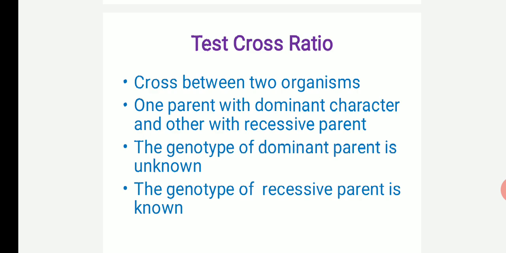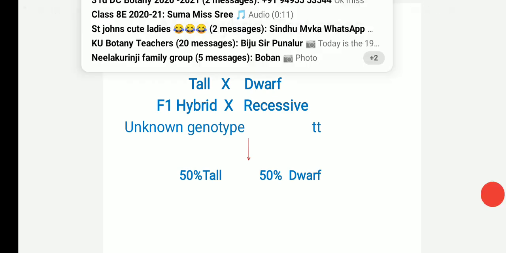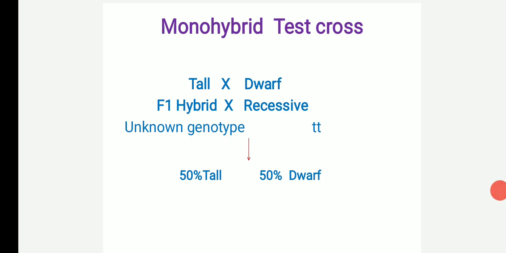So for the test cross, the genotype of the dominant parent is unknown. The only known genotype is the genotype of the recessive parent. How can we identify the genotype of the recessive parent? Because in all cases, the genotype of the recessive parent will be homozygous recessive. Then the monohybrid test cross, tall: we are going to deal with the example of height of the plant. One is tall into dwarf, that is, the F1 hybrid, which is the tall character, is crossed with the dwarf, which is a recessive one. The F1 hybrid is with the unknown genotype.